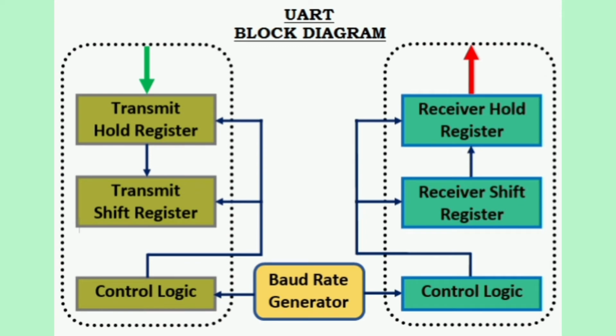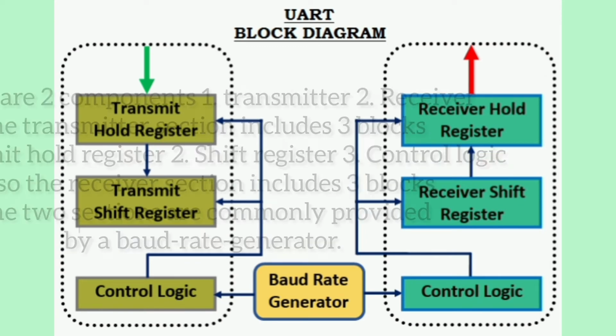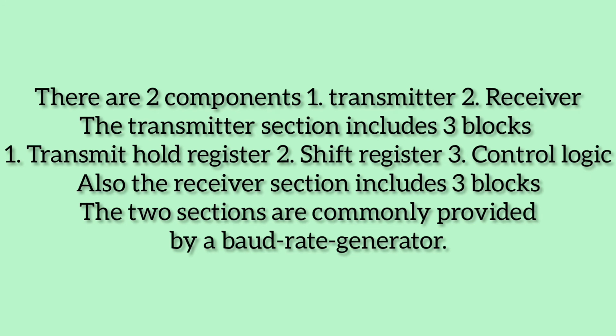Here is the block diagram of UART. The UART block diagram consists of two components, namely the transmitter and the receiver. The transmitter section includes three blocks, namely the transmit hold register, the shift register, and also control logic. Likewise, the receiver section includes a receive hold register, shift register, and a control logic. These two sections are commonly provided by a baud rate generator. This generator is used for generating the speed when the transmitter section and the receiver section have to transmit or receive the data.